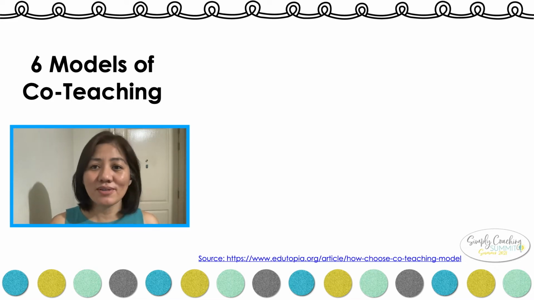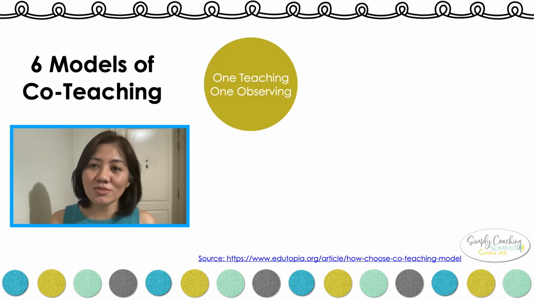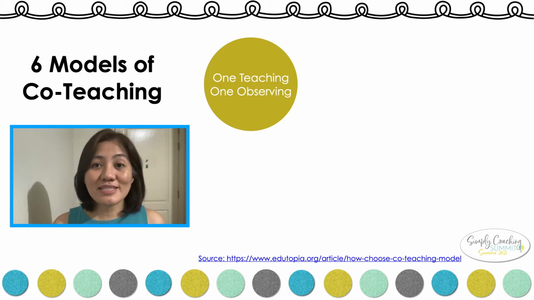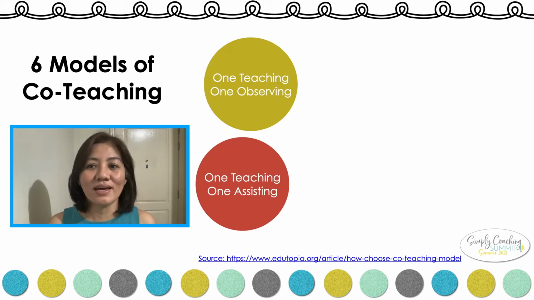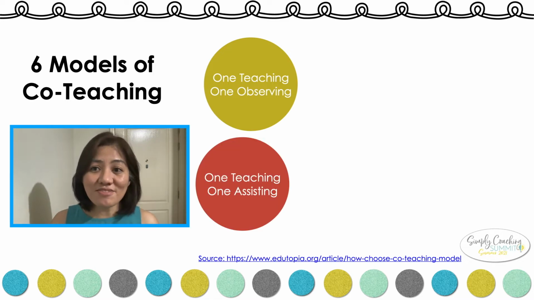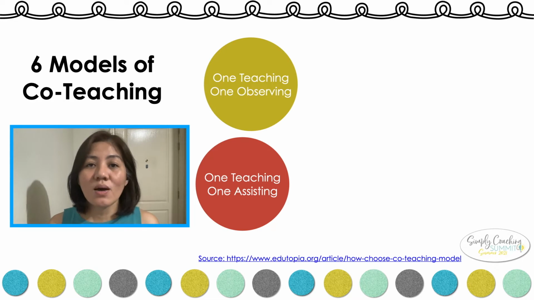The first model is one teaching, one observing, where one teacher is directly instructing students while the other observes students for evidence of learning. The second model is called one teaching, one assisting, where one teacher is directly instructing students while the other assists individual students as needed.